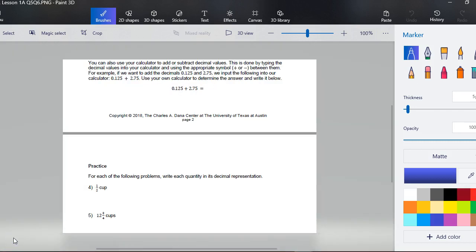As we continue down the worksheet, this next paragraph says that we can also use our calculator to add or subtract decimals. Underline what you think is important and what you want to remember. And then it says this is done by typing decimal values into your calculator and using the appropriate symbol. Again, this may be something you're very comfortable at doing, but we needed you to look at it one more time before you head into your 1332 class to make sure this information is solid so you can learn the new concepts in 1332. It mentions if we're going to add these numbers, we can put them in a calculator, and they're asking you to use your own calculator to determine the answer. So again, this is a great place to hit pause and then come back and check the answer.